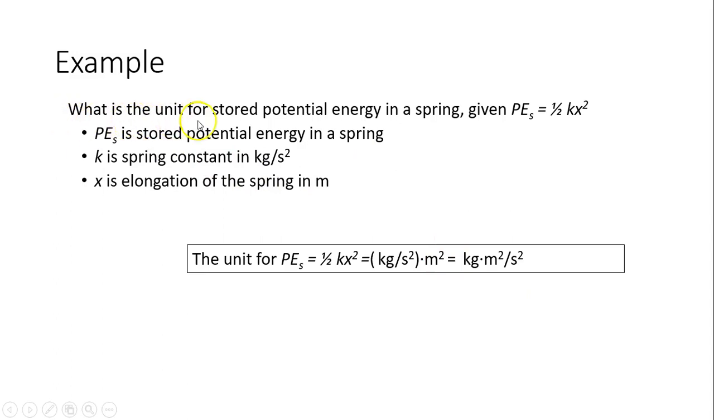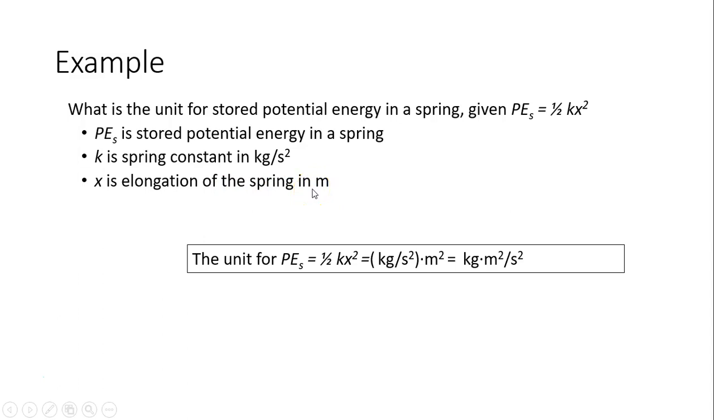Last example. What is the unit for stored potential energy in a spring given this equation? In the back of your reference table, there are many equations just like this. You should be able to determine the unit for each quantity when you are given an equation. In this equation, PE represents stored potential energy in a spring. K is the spring constant given to you. The unit is kilograms divided by second squared. And x in this equation is the elongation in the spring, which is in meters.